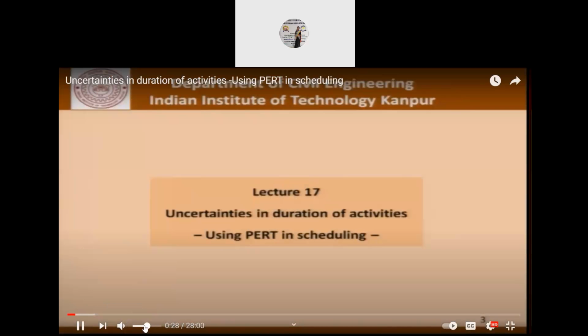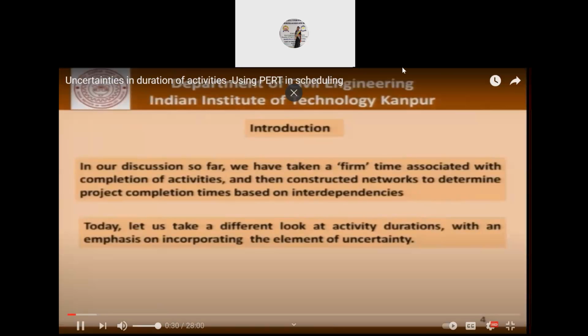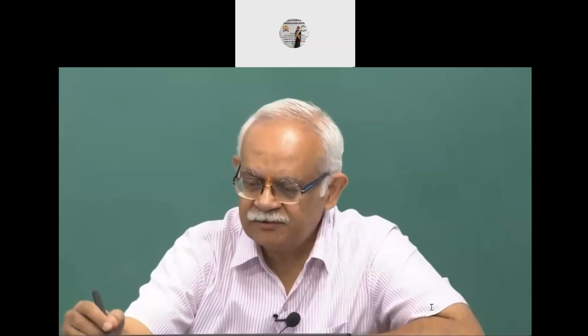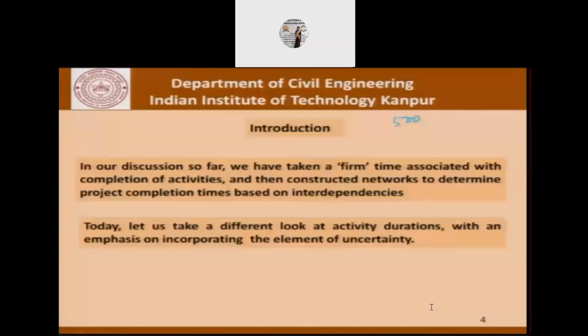In scheduling, so far, what we have said is that the time of completion of an activity is firm. That is, it's a given number. And then we have constructed networks to determine project completion times based on interdependencies. You would recall that in the first example, when we said there were 500 man days involved, we divided this by 10, which was the number of people, and came up with 50 days of activity time.